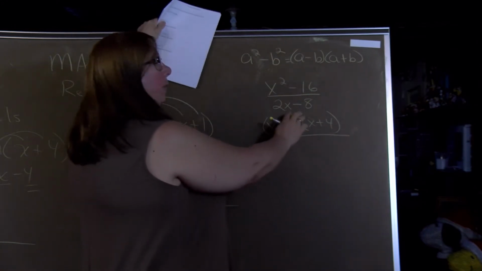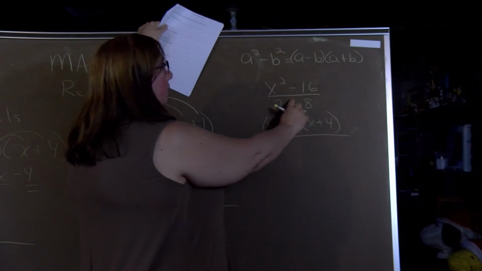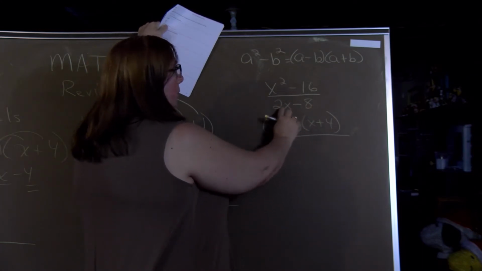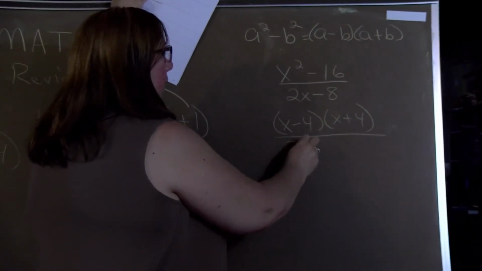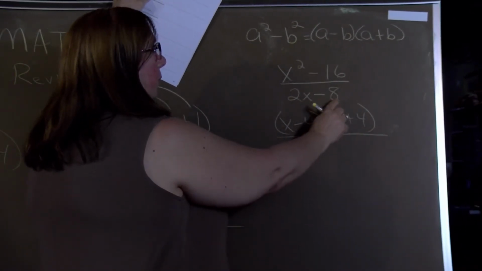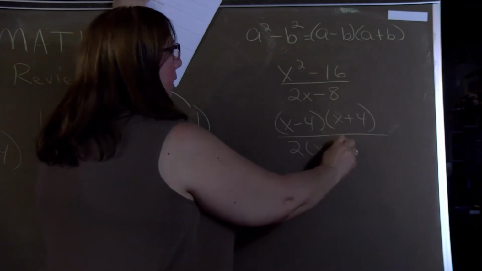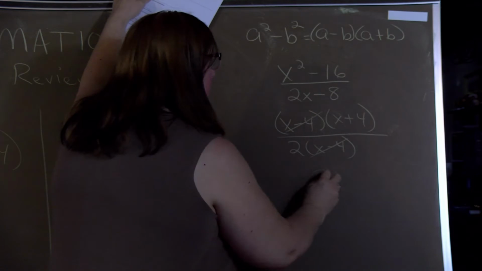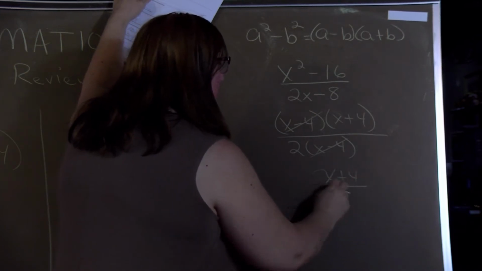On the bottom, it won't factor because this is x to the first. But notice we can pull a 2 out of both of these. So we take a 2 here, we're left with x. And if we pull a 2 from here, we're left with a negative 4. The negative 4's cancel and leave x plus 4 over 2.